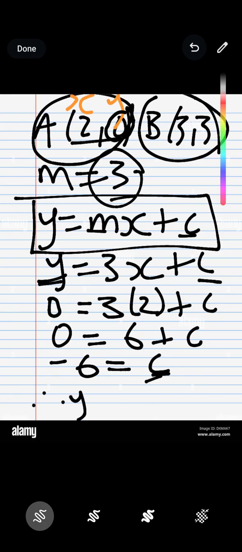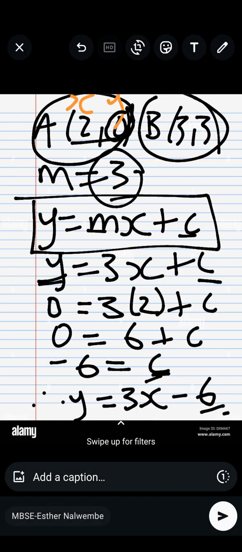So it becomes Y is equal to, what is the value of M? M, we know it's 3, so 3x. What is the value of C? C is minus 6. This is the answer, the equation of the line. Okay, let's look at the other approach, the approach that my students like.